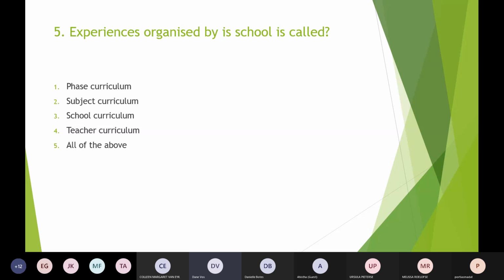But I know UNISA is looking at mostly public schools. So yeah, it's difficult for me to see, because school curriculum, it shouldn't say school, it then should say the CAPS.